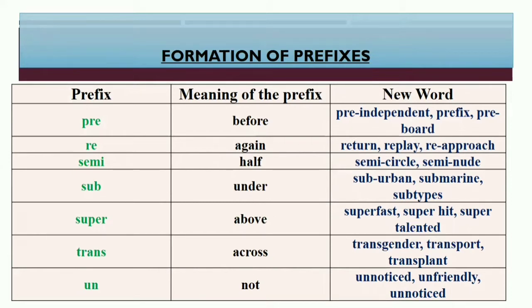Before that, look at the meaning of semi. Semi means half. So here the new words are semicircle, semi-nude. Then sub, we have got the prefix sub, that means under. So here the new words are suburban, submarine, subtypes. Using this prefix sub, you can make this type of new words.